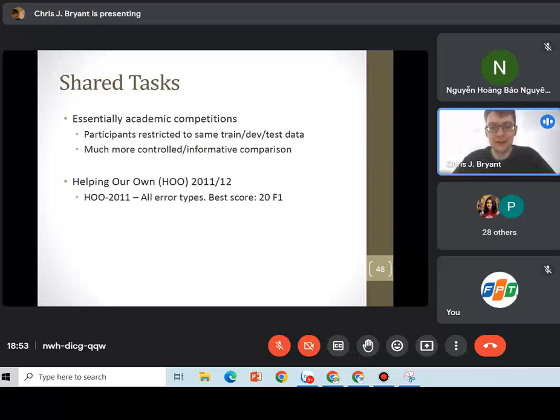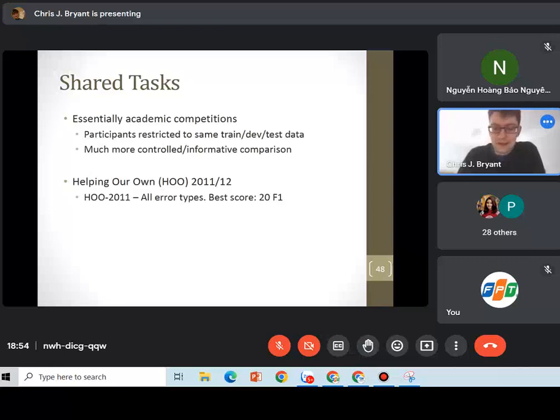And then we evaluate it independently and see who performed best. Now, the first shared task was Helping Our Own in 2011. In that task, they asked everyone to correct all the error types in the sentence. And the best score was only 20, and most systems didn't even reach 10 F1. So this is out of 100 as well.